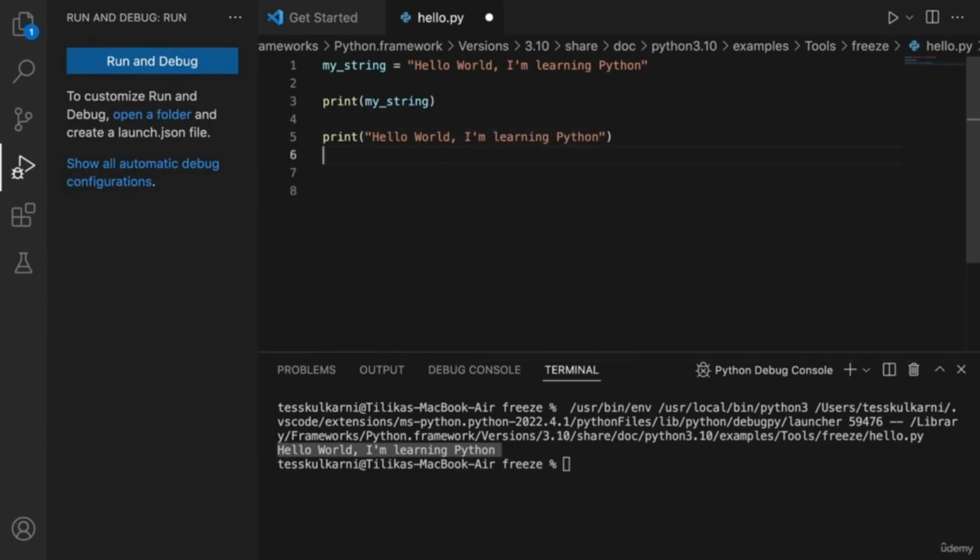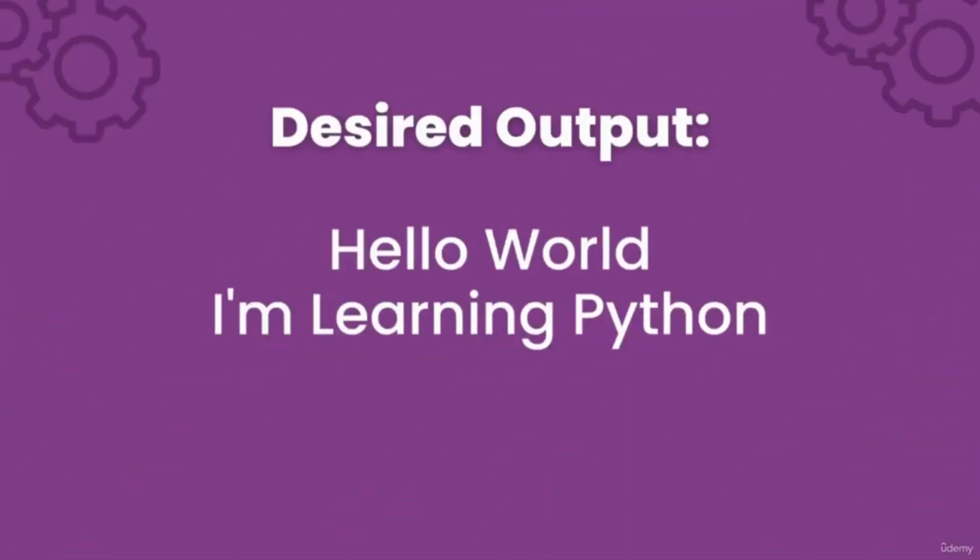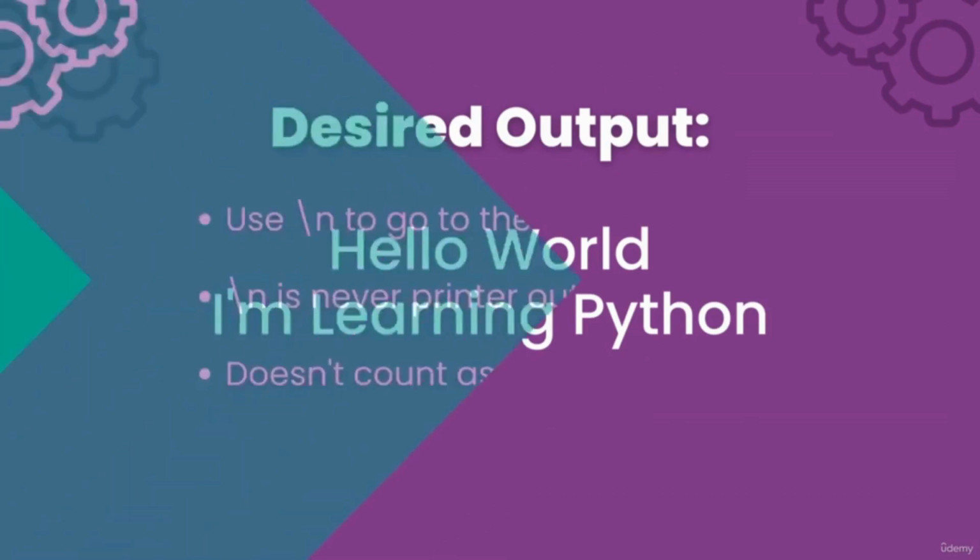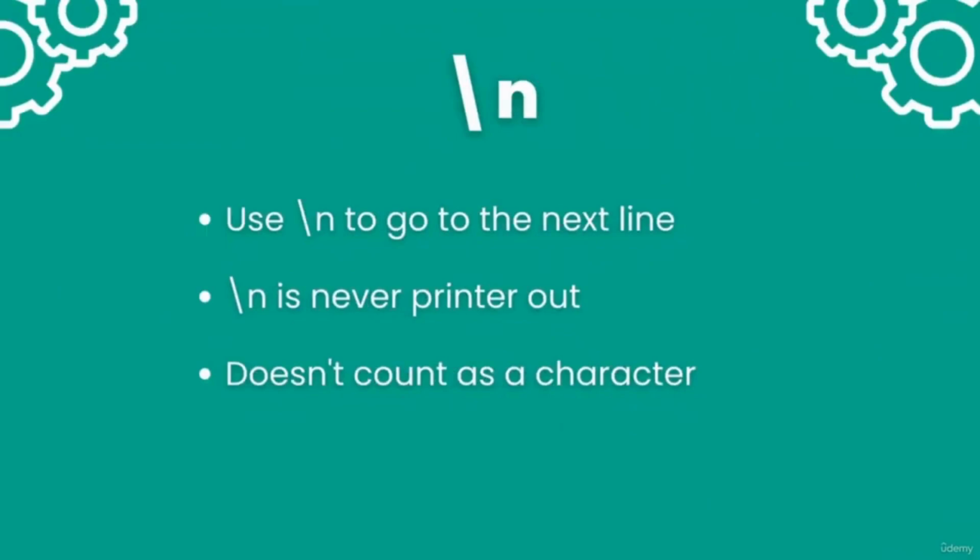Now let's say that in my_string, I wanted the output to be hello world on the first line, and I'm learning Python on the second line, like this. I don't want it to be consecutive words. What would I do then? I could use the \n feature. Whenever you write \n in a string, it means that you are going to the next line. \n is never actually printed out and doesn't count as a character.